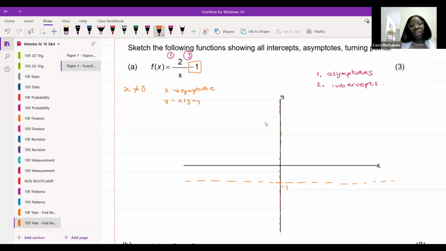Those are the asymptotes taken care of: y asymptote and x asymptote. Now we're done with the asymptotes. Let's go look for the intercepts. Focus. Okay, let's look at our intercepts. If I go for the y-intercept, x is equal to 0, so I'm going to have y equal to 2/0 minus 1. Do I have a y-intercept? Yes or no?